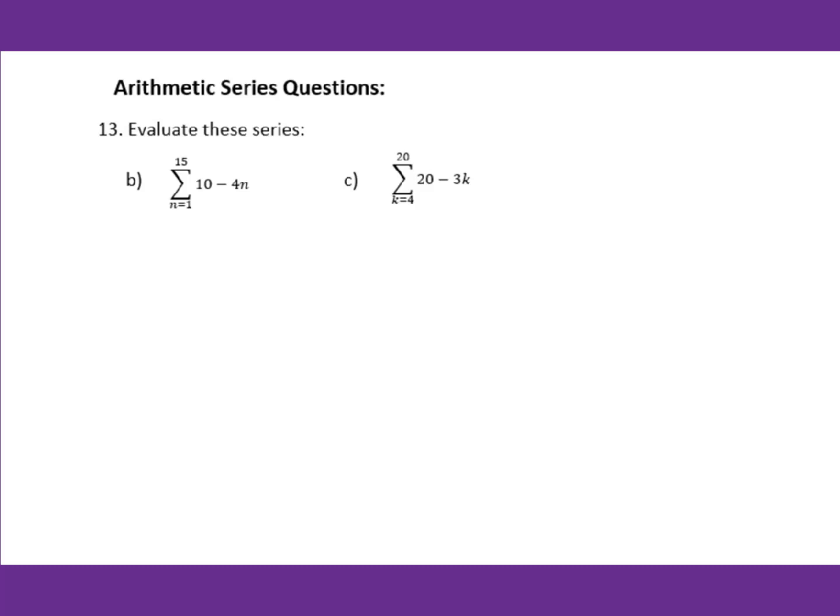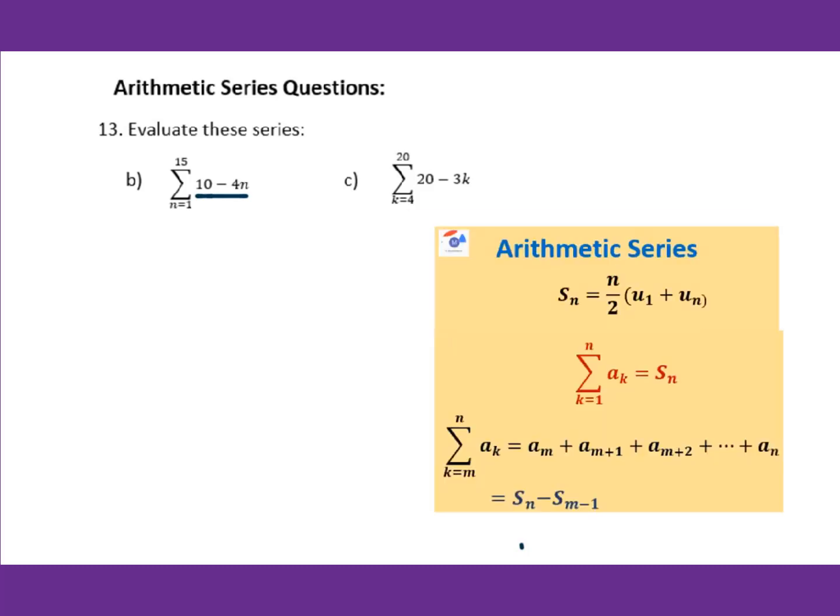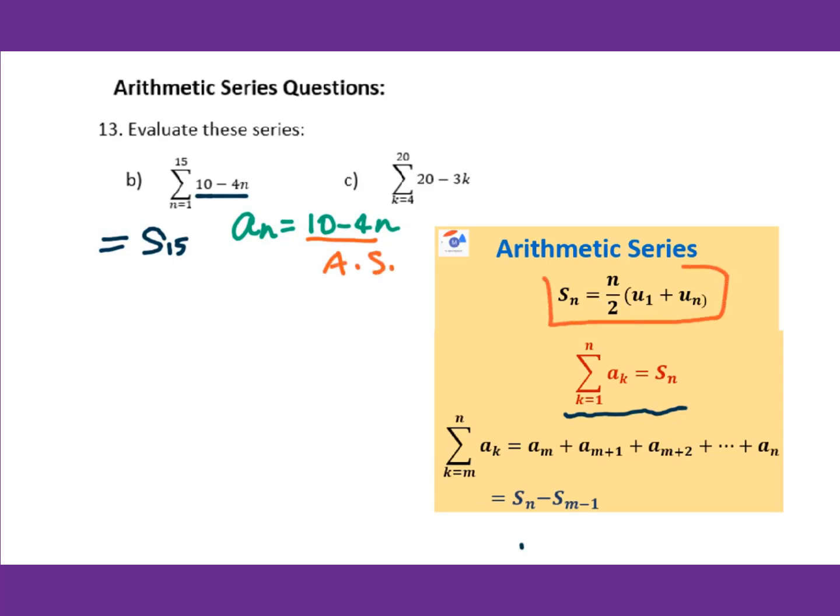For number 13, evaluate this series. For B, the sum of 10 minus 4n as n goes from 1 to 15. According to this formula, we know this will be S sub 15. According to the given general form, a sub n equals 10 minus 4n. This is a linear function, which means this is an arithmetic sequence. Therefore, here's the formula for series. n is 15.